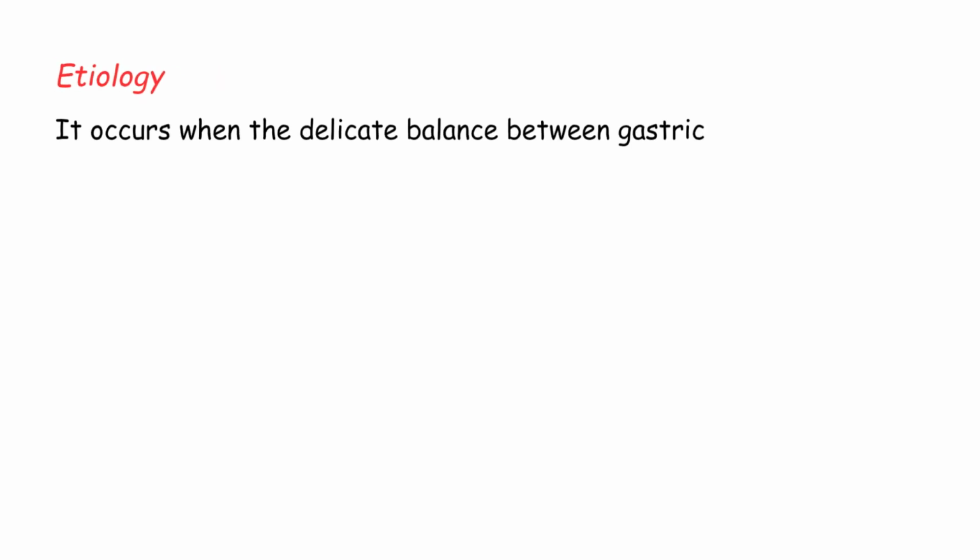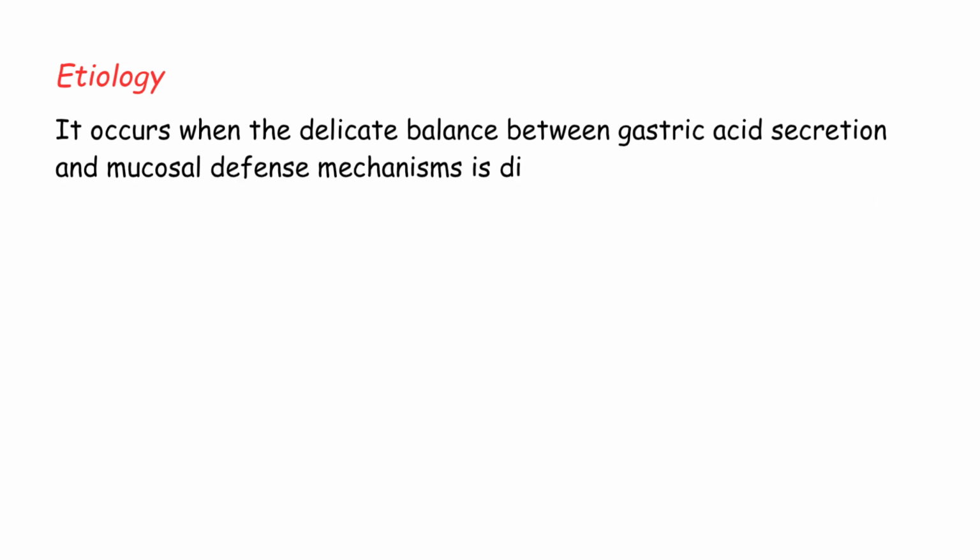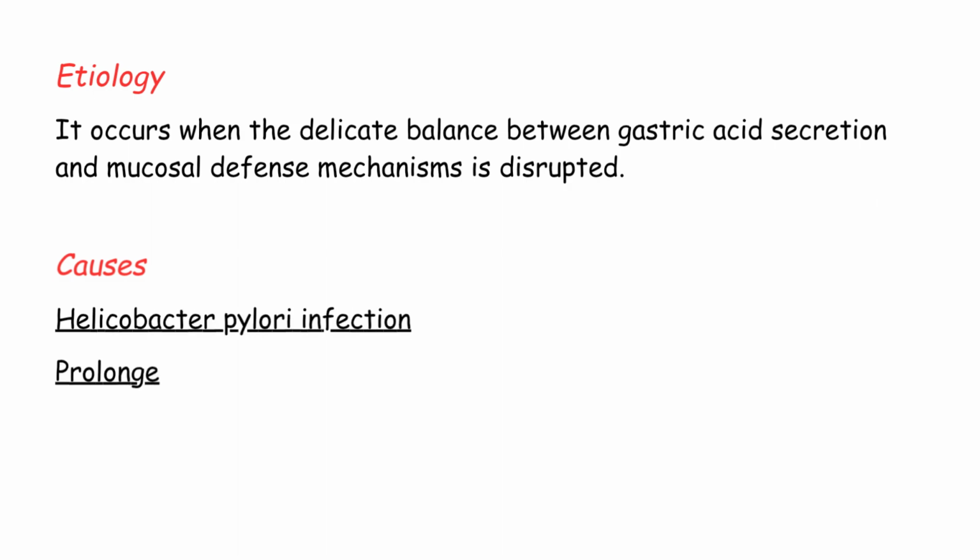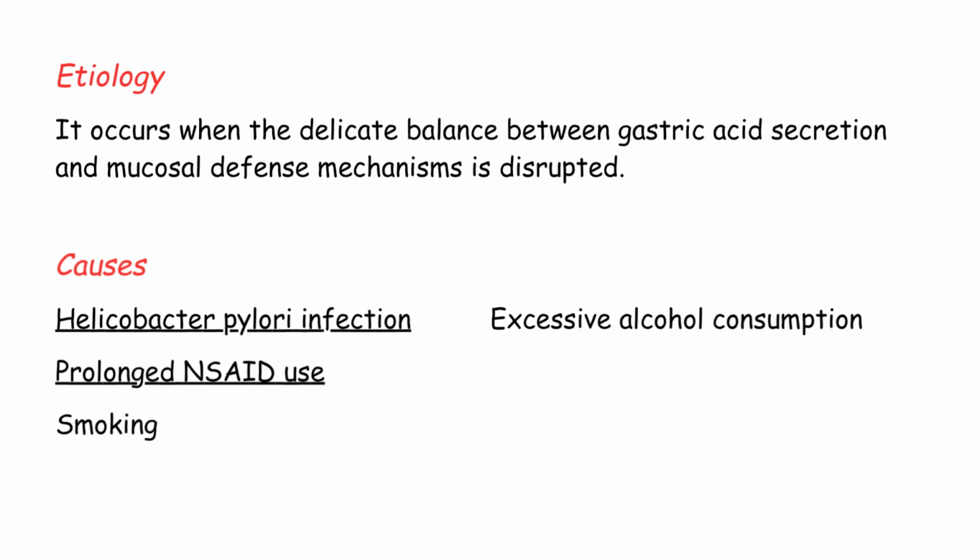It occurs when the delicate balance between gastric acid secretion and mucosal defense mechanisms is disrupted. The two most common causes of this imbalance are Helicobacter pylori infection and prolonged NSAID use. Other contributing factors include smoking, excessive alcohol consumption, stress, and certain medical conditions such as Zollinger-Ellison syndrome.